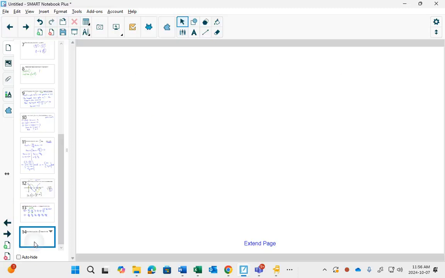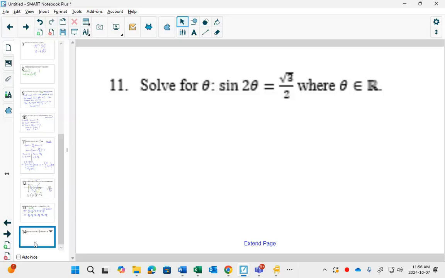And our last question. Solve for theta. Sine 2 theta equals negative root 3 over 2. Again, multi-revolution. And this one I'm going to show you 2 methods that you can do because it's a general solution. This question is all on your mindset of how you solve the general solution.